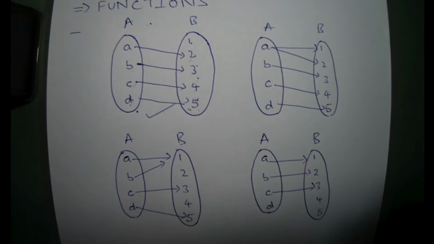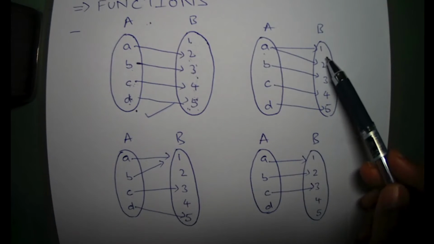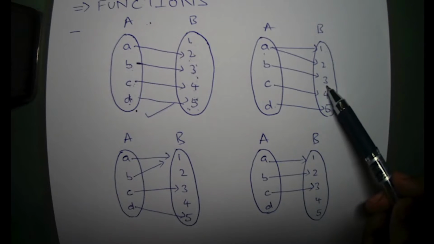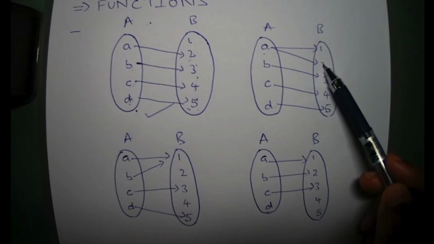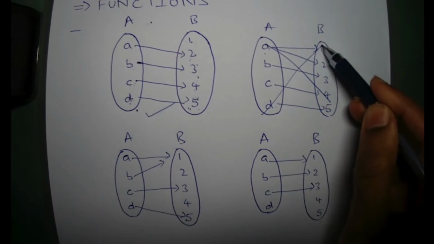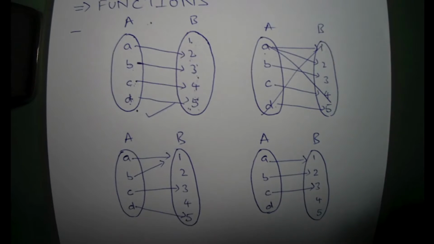Coming to the second image, we see that A has two images in set B while the other terms have only one image. Since A has two images in set B, we cannot tell this is a function. So this is not a function because A has two images. Even if one term has two images in set B, we cannot say that it is a function.